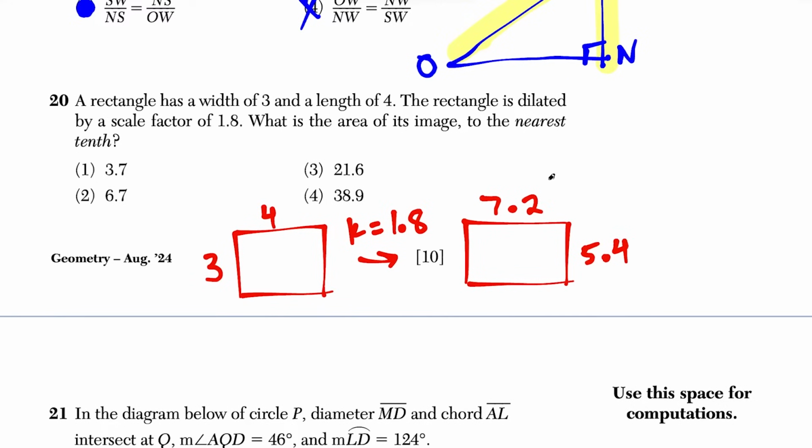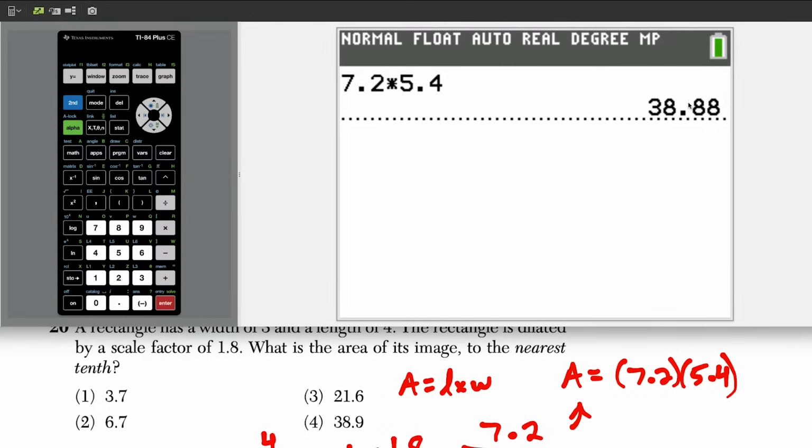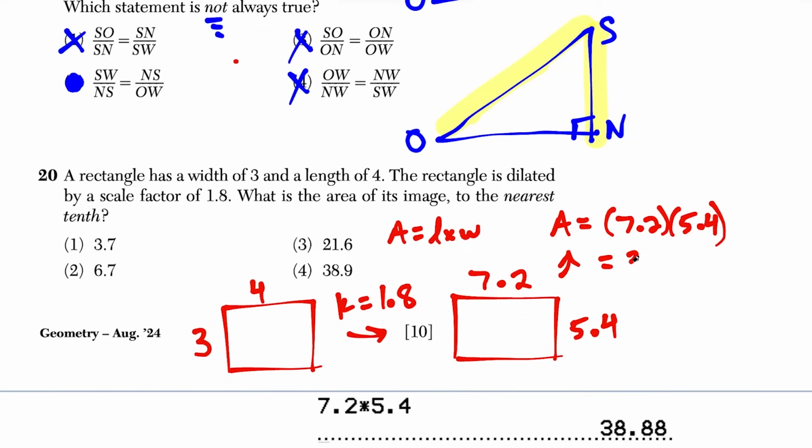And what we could do is find the area of this new rectangle. The area of a rectangle is length times width. So we just plug in, and we're going to have area equals 7.2 times 5.4. And if we work this out, 7.2 times 5.4 is going to give us 38.88. So the area is equal to 38.88, and we're rounding to the nearest tenth.